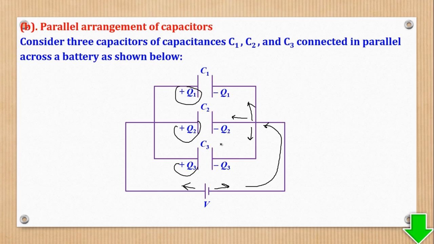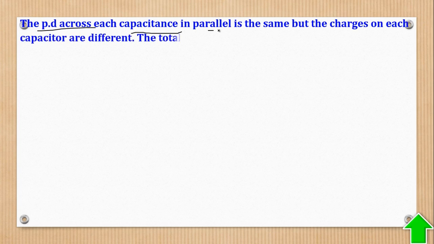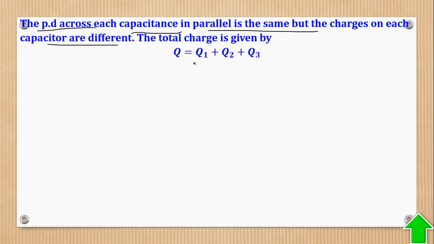Under series, the charge was the same, but when it comes to parallel, the charge will be different. Two, under series, the PD was different, but when it comes to parallel, the PD will be the same. So here we say that the PD across each capacitance in parallel is the same, but the charges on each capacitor are different. Therefore, the total charge is given by adding all three. So Q is equal to Q1 plus Q2 plus Q3.